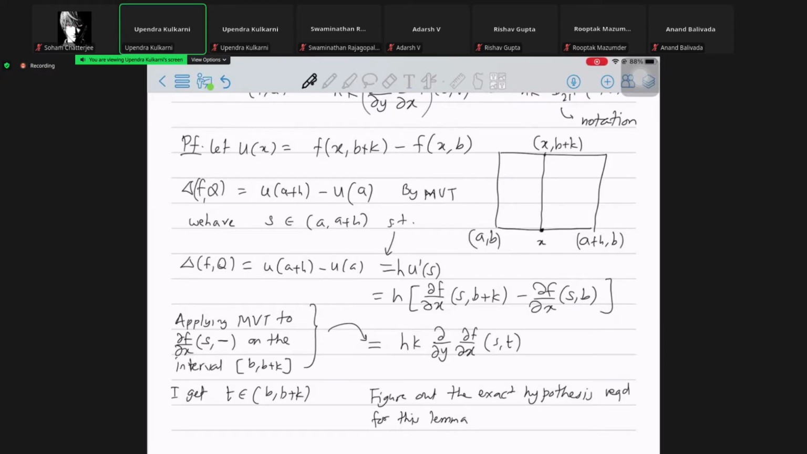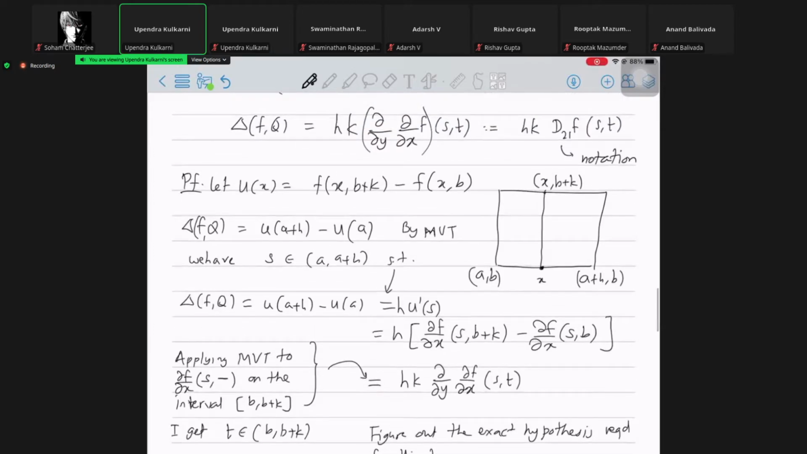Yeah, and what does it mean to say that the function u is differentiable? See, the function u is the one that I want to apply the mean value theorem to, right? But maybe we have sufficient conditions. So technically we just need differentiability of f on the lowest horizontal line and the uppermost horizontal line, right.